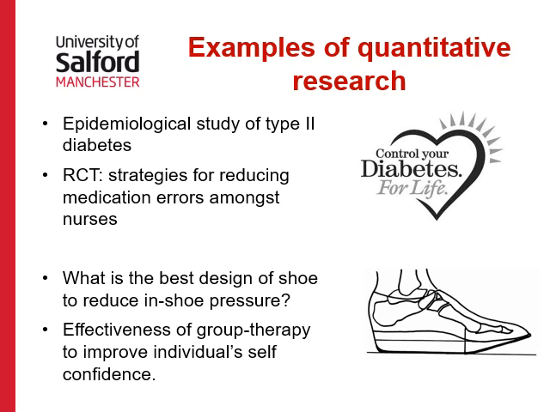The final example is how would we assess the effectiveness of group therapy to improve an individual's self-confidence. And the key here is that we'd have to use some questionnaire-based method to assess individual self-confidence. Once we had that method of quantifying this particular phenomenon, then we could compare different approaches to group therapy to see which one was most effective.